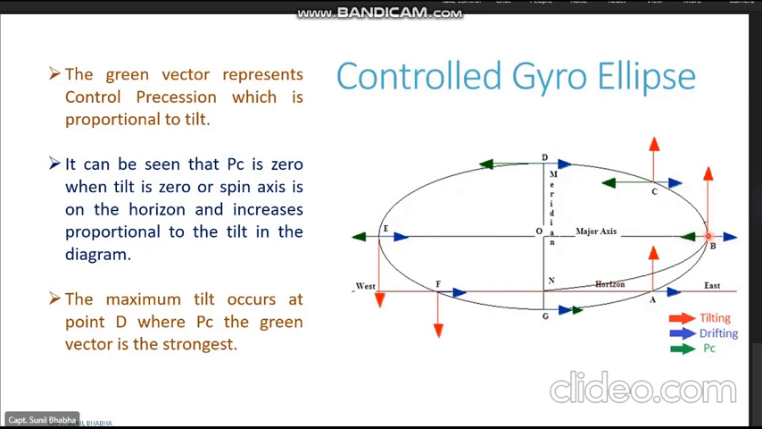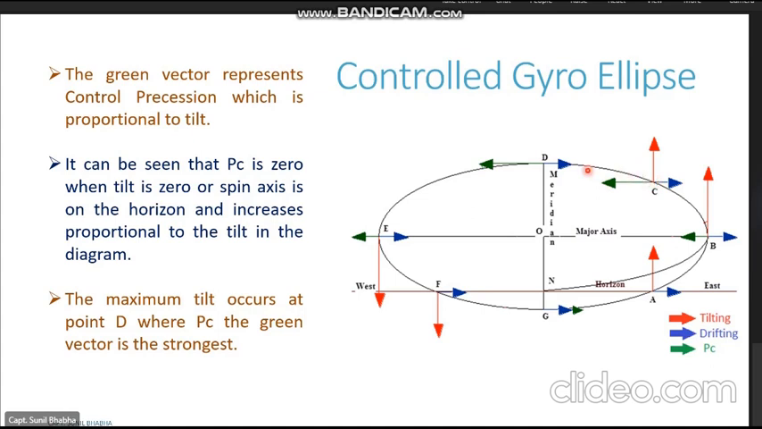From point B, we move up to point C. Now at point C, the tilt has increased further. As the tilt has increased, you can see the magnitude of the control precession has also increased. The green vector has become bigger. Direction is still westwards because at any point above the horizon with an upward tilt or a positive tilt, the direction of control precession will always be westerly.